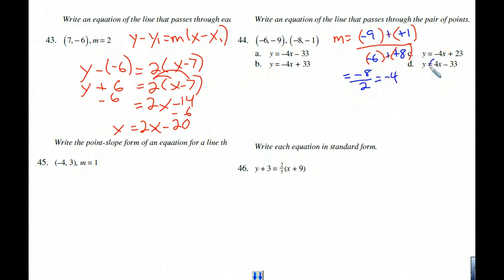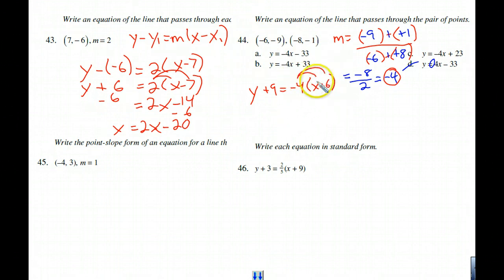Right away you can see how that eliminates choice D. It's not negative. So at least we know that much. The rest of these, A, B, and C, do have a negative 4 slope. So we can pick either point right now and use the point slope form, and then our negative 4 slope here. So I'm going to pick the first one. So I'm going to have y minus a negative 9, which is y plus 9, equals negative 4 times x minus a negative 6, which is plus 6.